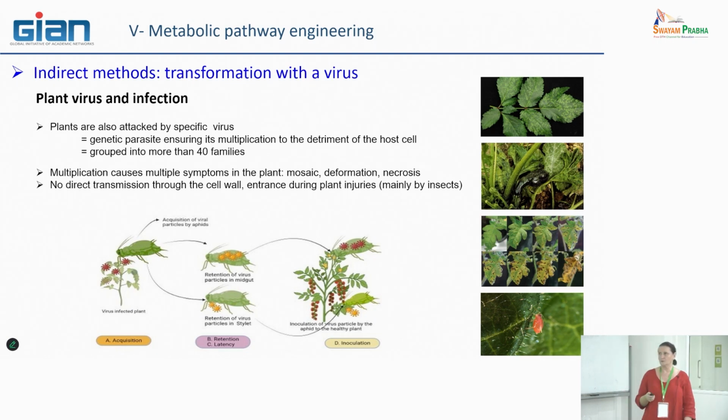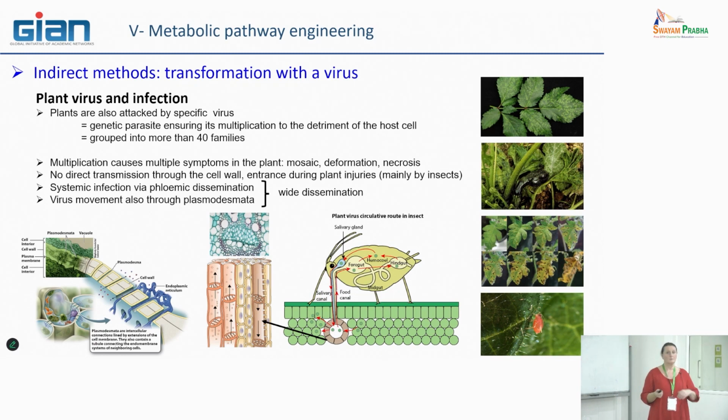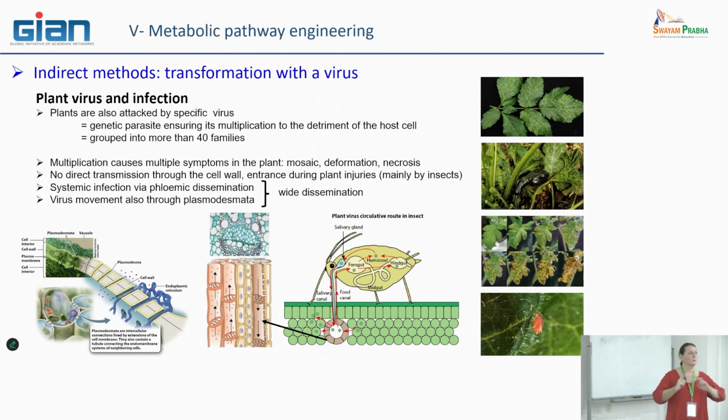virus to penetrate. Because when the virus has penetrated through the canal of the insect, it's easy for it to diffuse all over the plant because it is directly injected in the phloem. So the phloem is circulating everywhere over the plant. And secondly, when these viruses are in the vessel cells, they can also go out via what we call plasmodesmata. And plasmodesmata permit this virus to go everywhere in the plant. So this is why viruses are very efficient.